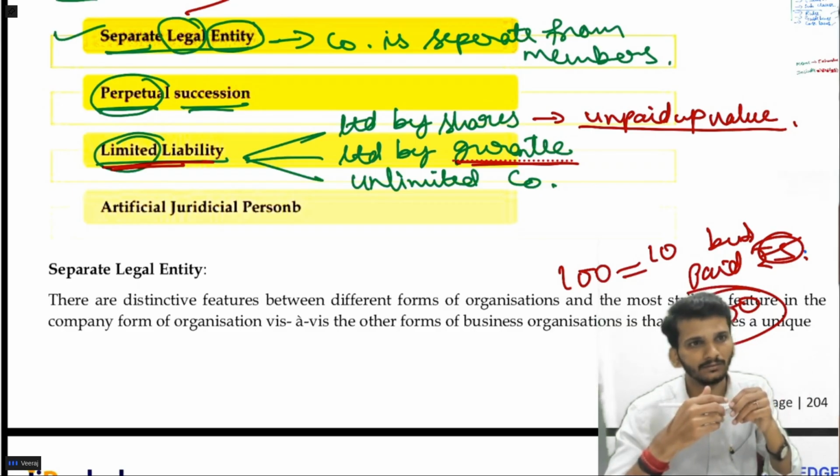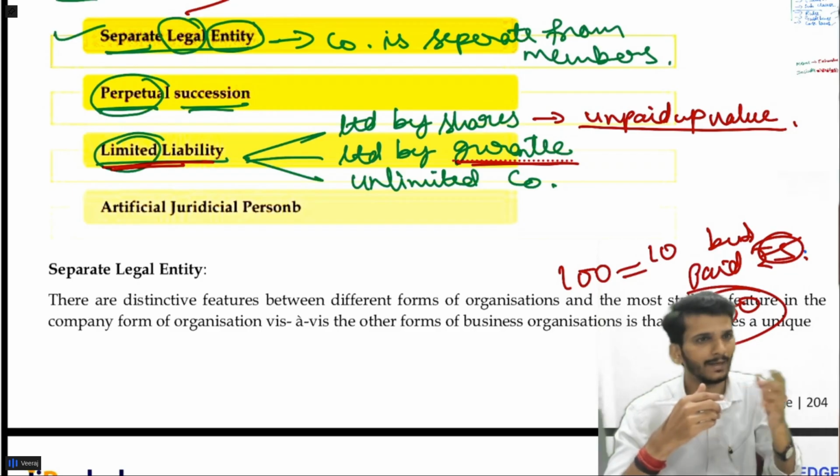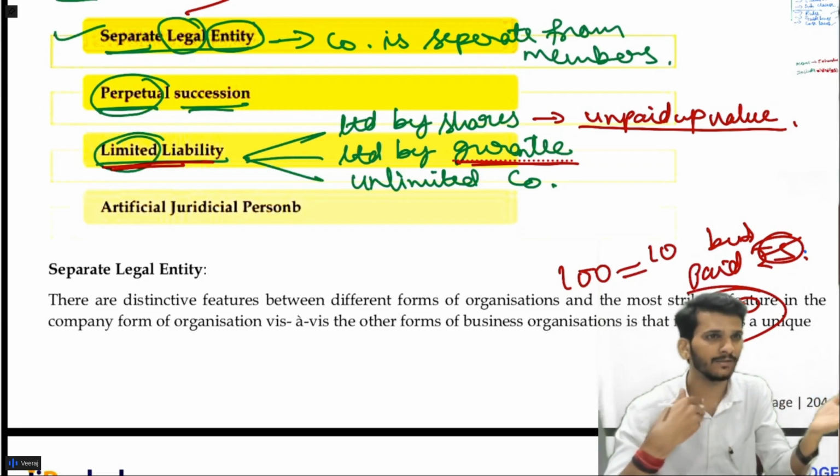Whatever the condition is, the company is different. I said it is a separate legal entity. I am also different. Then why should I bother about the company? Even though I am the 100% shareholder of the company, that doesn't matter. Whatever guarantee I have given for the company, I will give only that much.